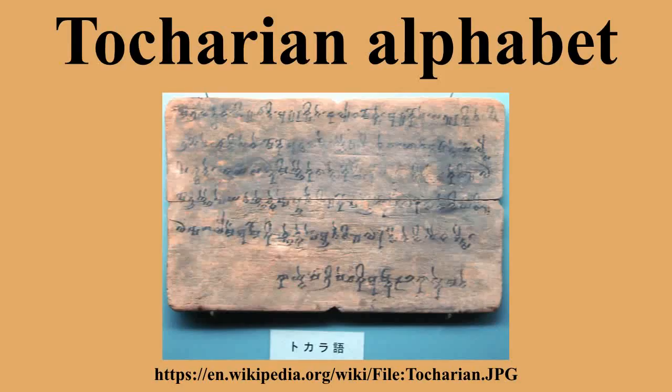The Tocharian alphabet is a version of Brahmi script used to write the Central Asian Indo-European Tocharian languages, mostly from the 8th century, that were written on palm leaves, wooden tablets and Chinese paper, preserved by the extremely dry climate of the Tarim Basin.